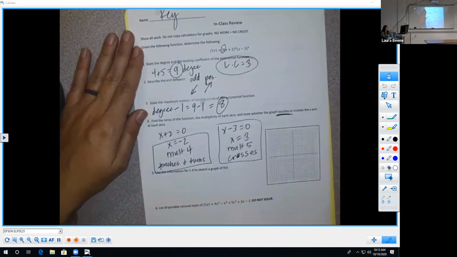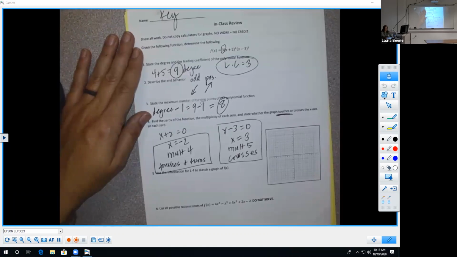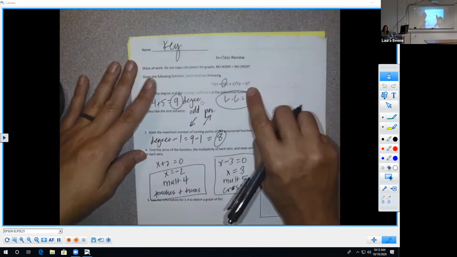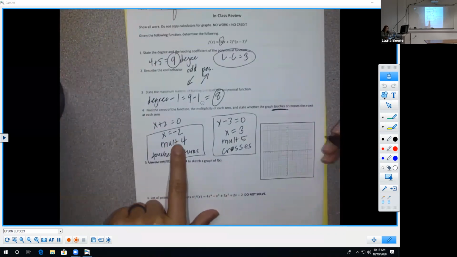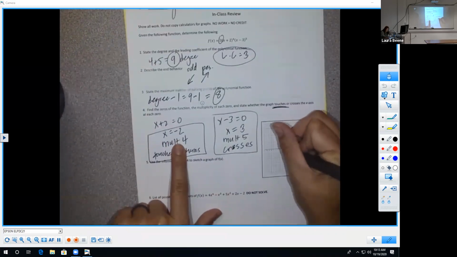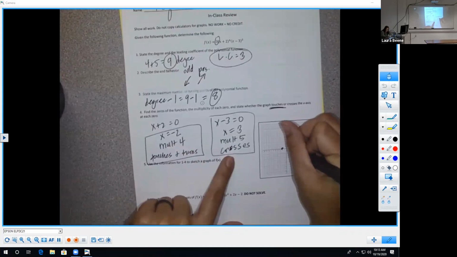So I'm going to use that information to sketch my graph. I don't even need a calculator at this point. It's faster to do it without a calculator because it's going to take you a hot minute to type that in your calculator. Okay, so at -2, I'm going to put a dot there. It crosses my x-axis at -2. It also crosses at +3.